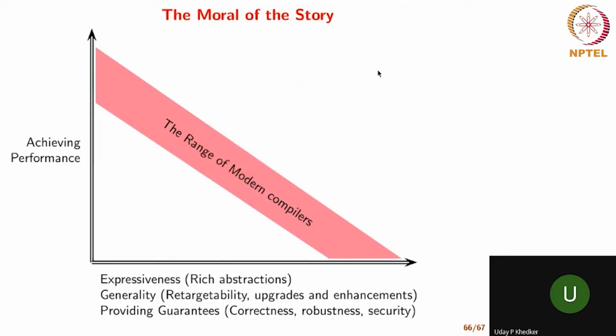So we might keep playing on this range. When we make things more expressive, perhaps we are not giving performance. If we want performance, perhaps we are reducing expressiveness or giving fewer guarantees. The more optimizations you do, the fewer guarantees you can give about the compiler.